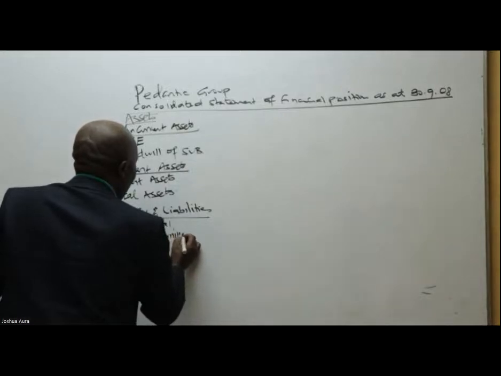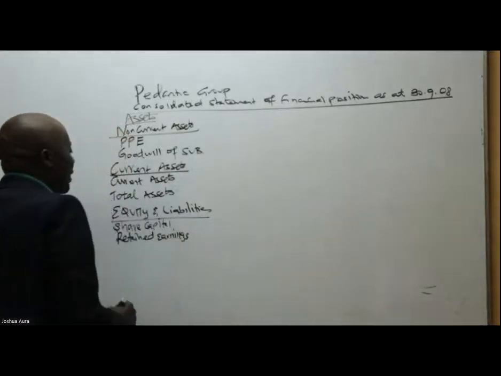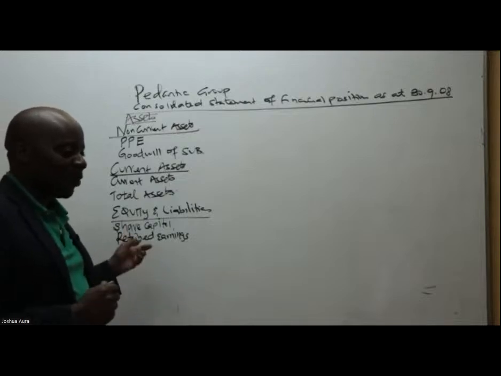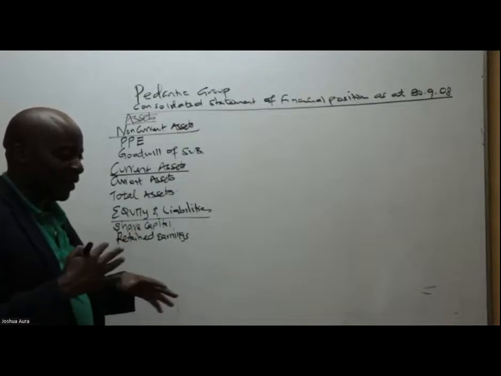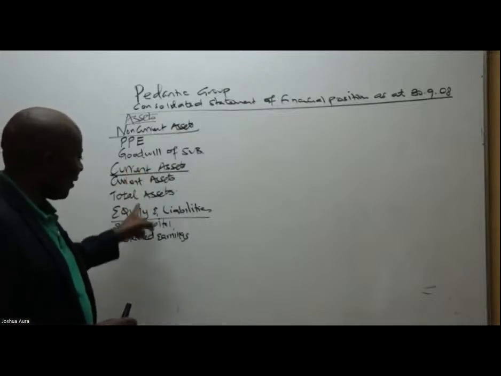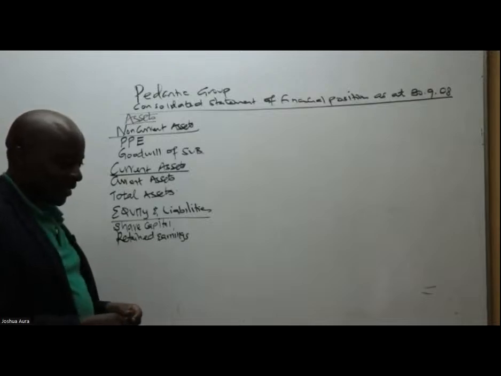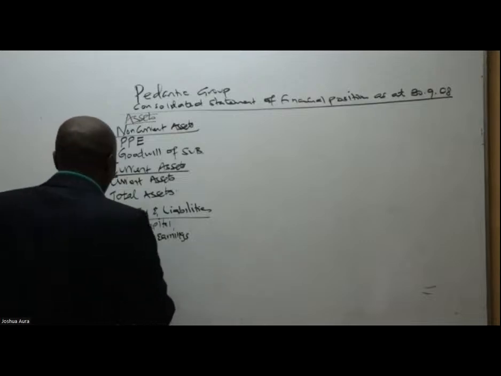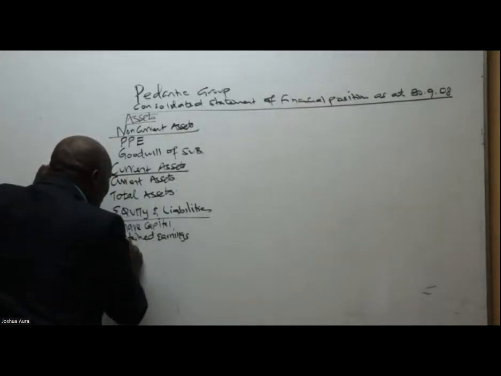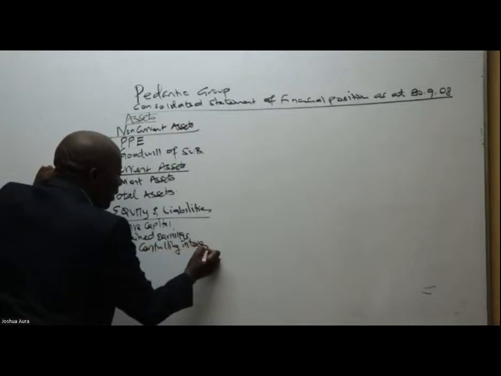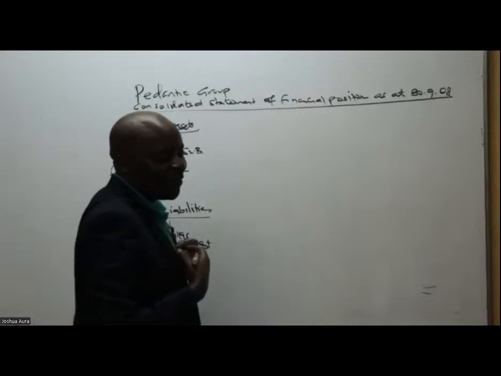What else in this case must we add under equity when we are consolidating? Even if it's not given there, just like we included goodwill here, we must include something. NCI, thank you very much. So you must include this other permanent source of capital, which is called non-controlling interest.